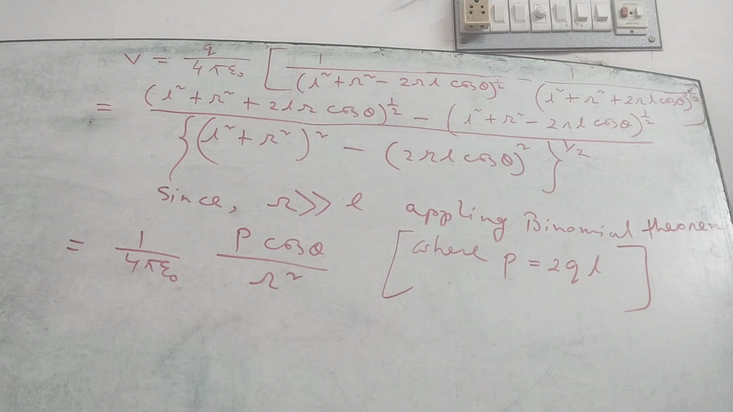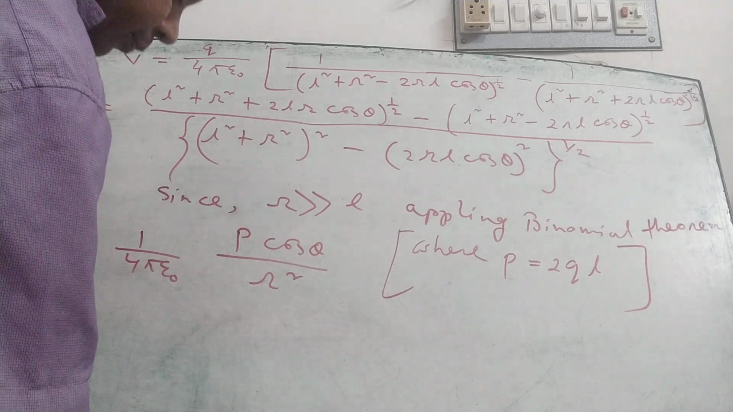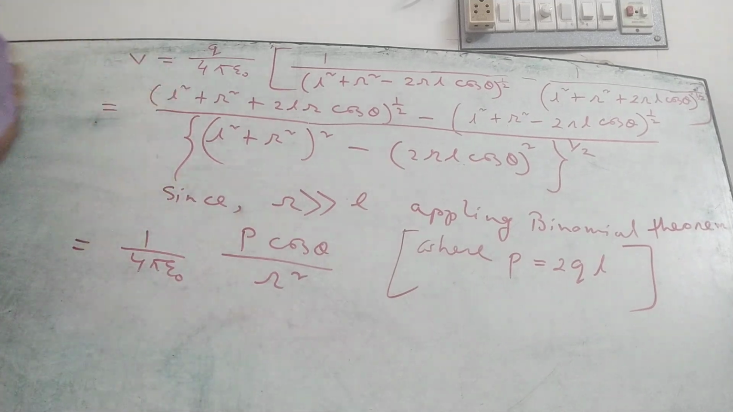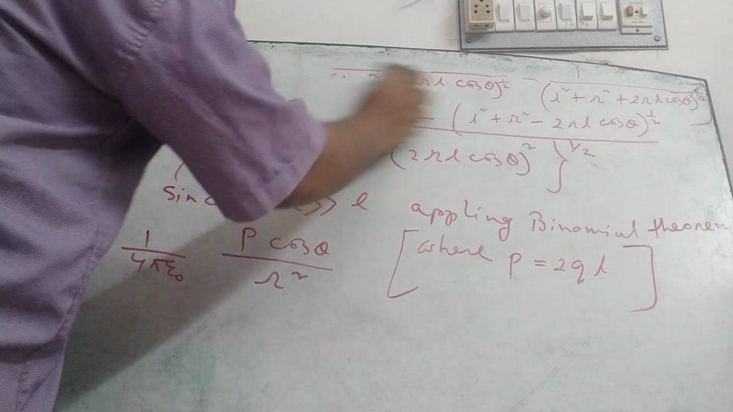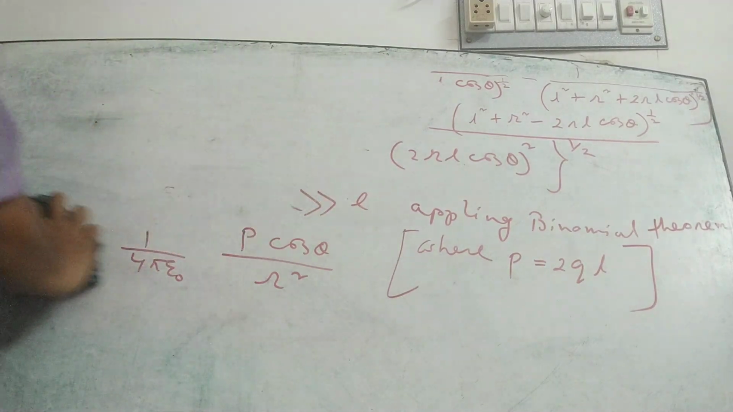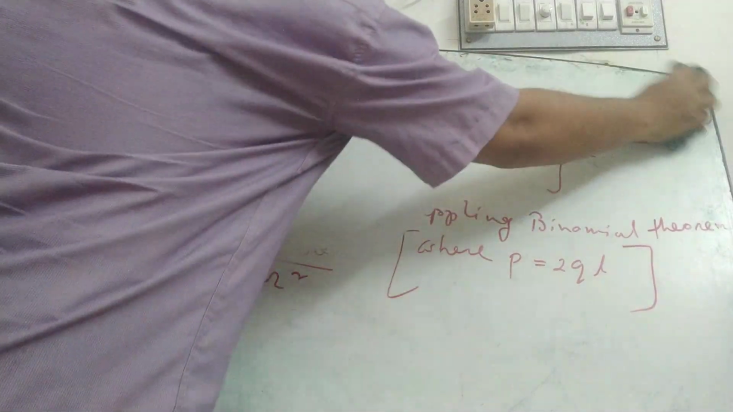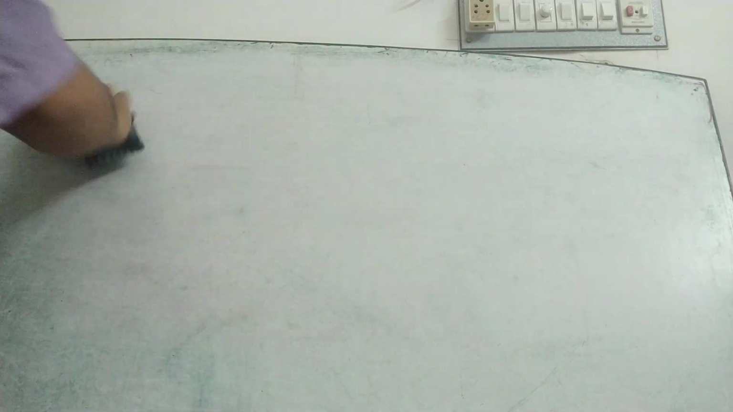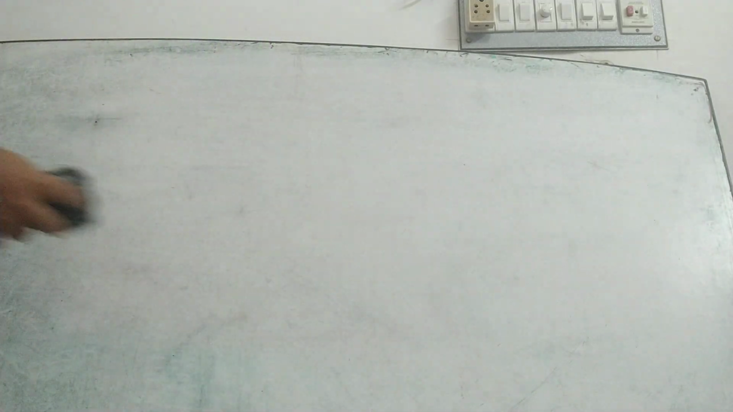And we know the electric potential of the earth is zero. And a conductor always acts as an equipotential surface. That means the electric potential at every point on the conducting surface is equal.